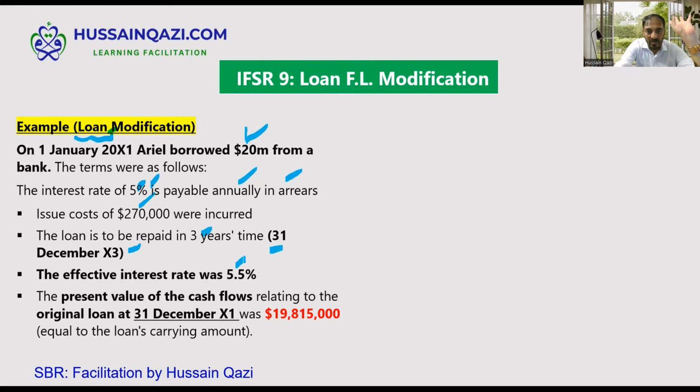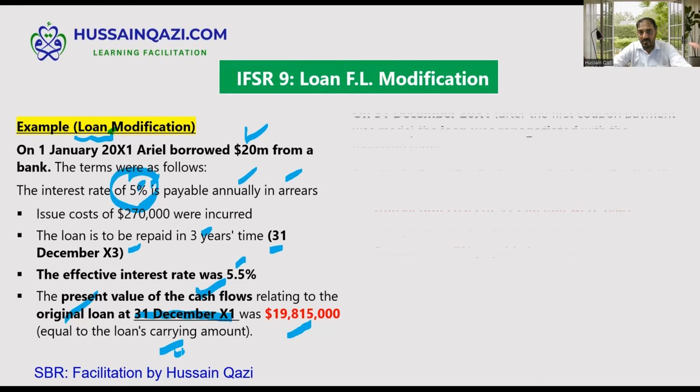Effective interest rate is 5.5%. That is the IRR. It's not equal to 5%. That 5% is the coupon rate. But the effective rate is more than the coupon rate because of issue costs and these things. We are standing at 31st December X1. 1 year has gone. After 1 year, the present value of cash flows relating to the original loan is 19,815 thousand. Amortized cost equals the loan carrying amount. That is amortized cost. That's very simple.